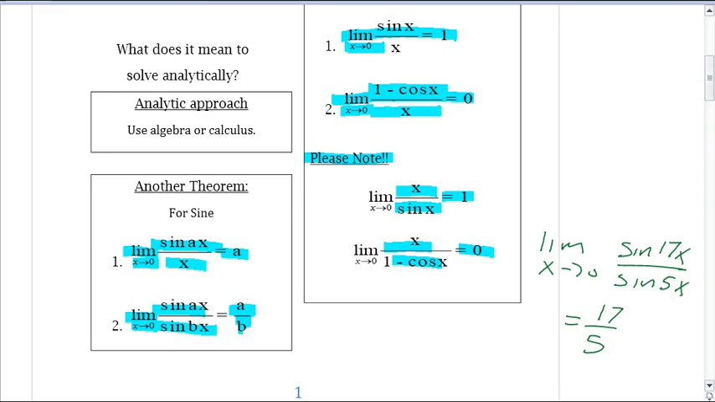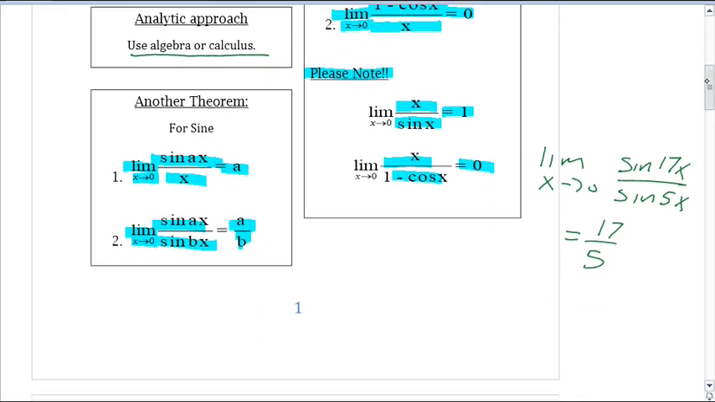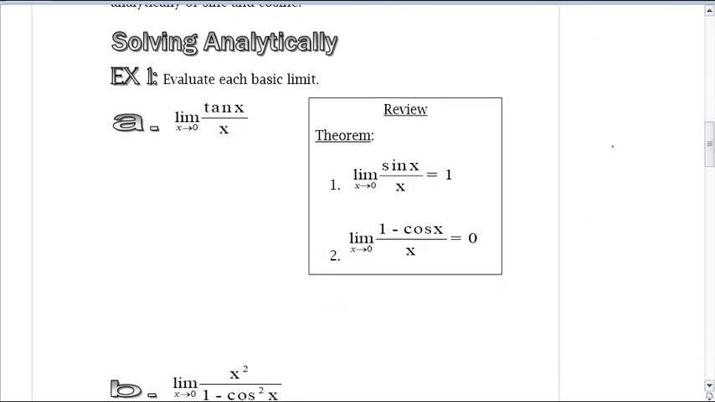Alright, just to review, what does it mean to solve analytically? Basically, we're going to use Algebra 1 or Calculus. Let's go ahead and begin. I have the theorem right alongside the problem, but the whole goal is, even if you have tangent x or any other trig function besides sine and cosine, you want to try to make that look like sine and cosine, and more importantly, make it look like one of our properties, or else we can't solve.